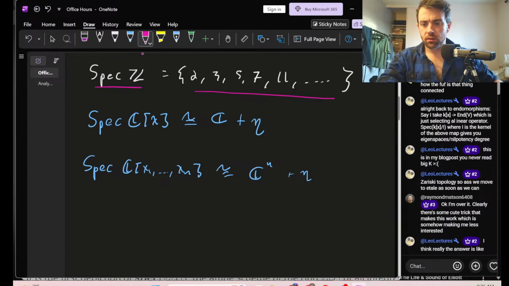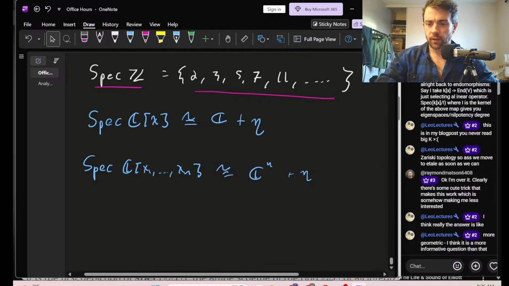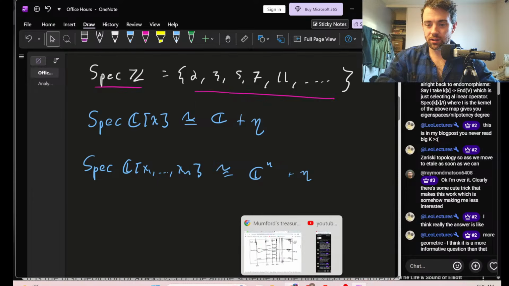Okay. Zariski topology is ass. Yeah, sure. Okay, you're over it. Clearly there's some cute trick. Yeah, fair enough. That's why we cheated.